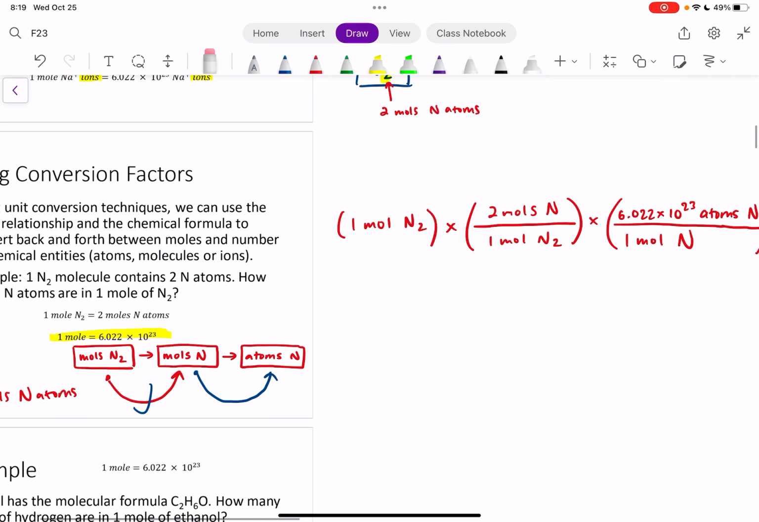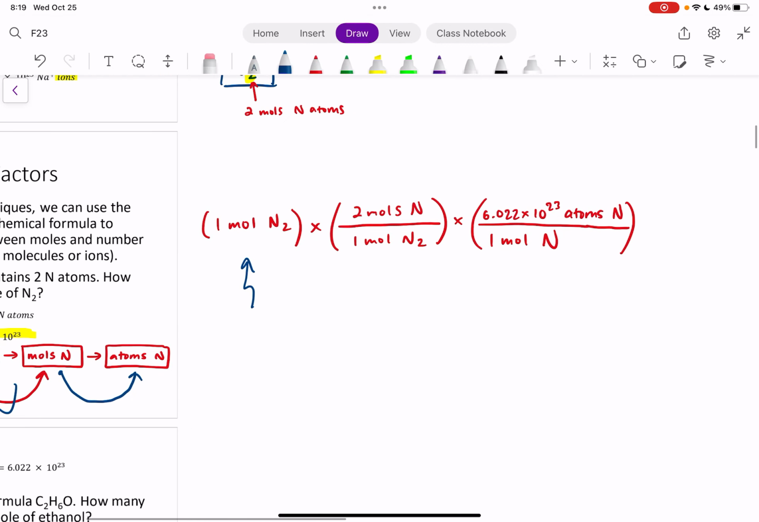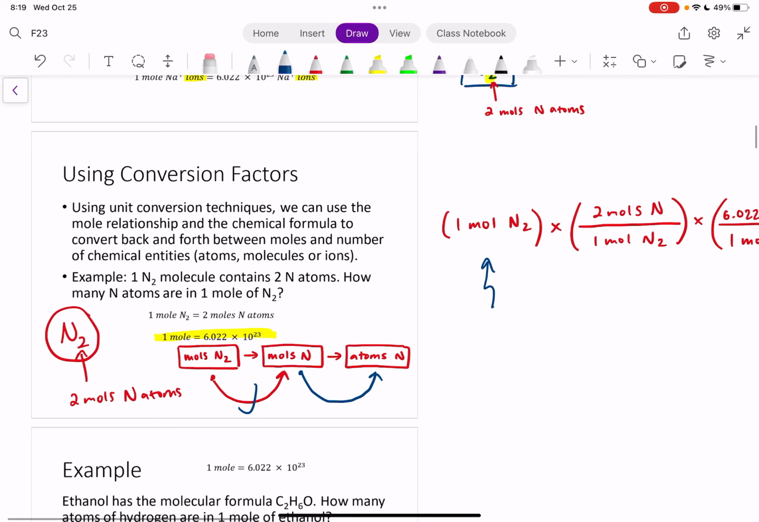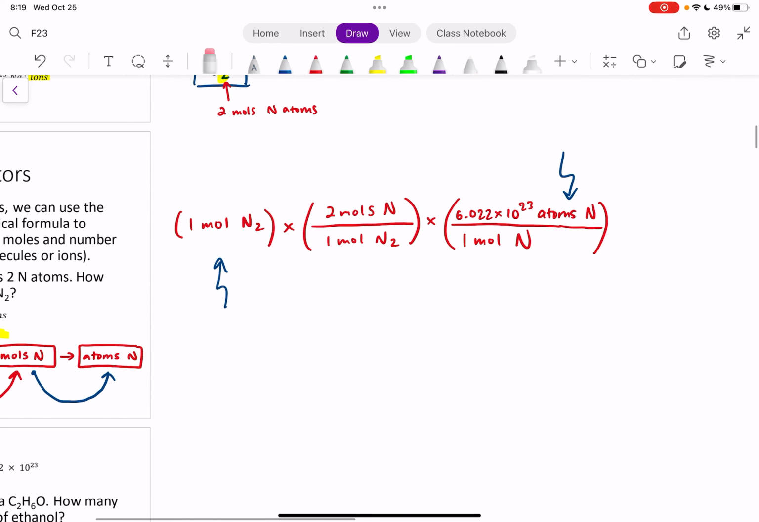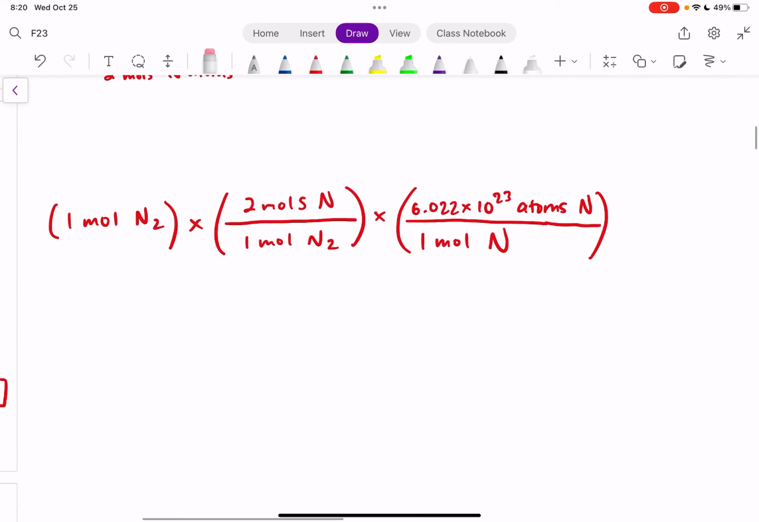So again, I started with what I was given, which is that I'm starting with 1 mole of N2, and I wanted to get to atoms of nitrogen. I can't go straight from moles of N2 to atoms of nitrogen because I have to use this ratio first. How many moles of those atoms are in 1 mole of my nitrogen molecule? And then I can get from moles of nitrogen to atoms of nitrogen. And I promise this will get easier as you keep practicing.